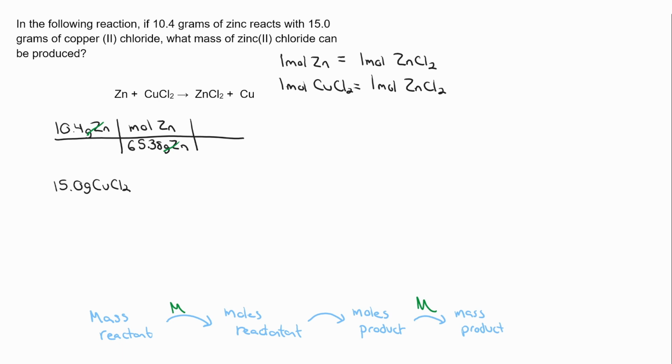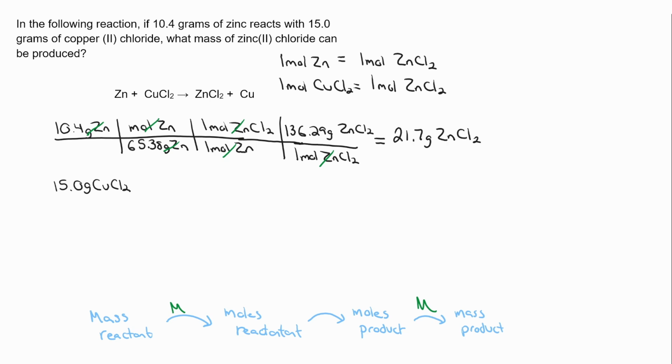Now, using our conversion factor above, we can say 1 mole of zinc is equal to 1 mole of zinc chloride. And then using the molar mass of zinc 2 chloride, we can convert from moles to grams. The molar mass of zinc 2 chloride is 136.29 grams of zinc chloride for every 1 mole of zinc chloride. So this is the full table that we'll need, and all our units will cancel out nicely to give us the mass of zinc 2 chloride. When we do this full calculation, we'll round to around 3 sig figs. We can produce 21.7 grams of zinc 2 chloride.